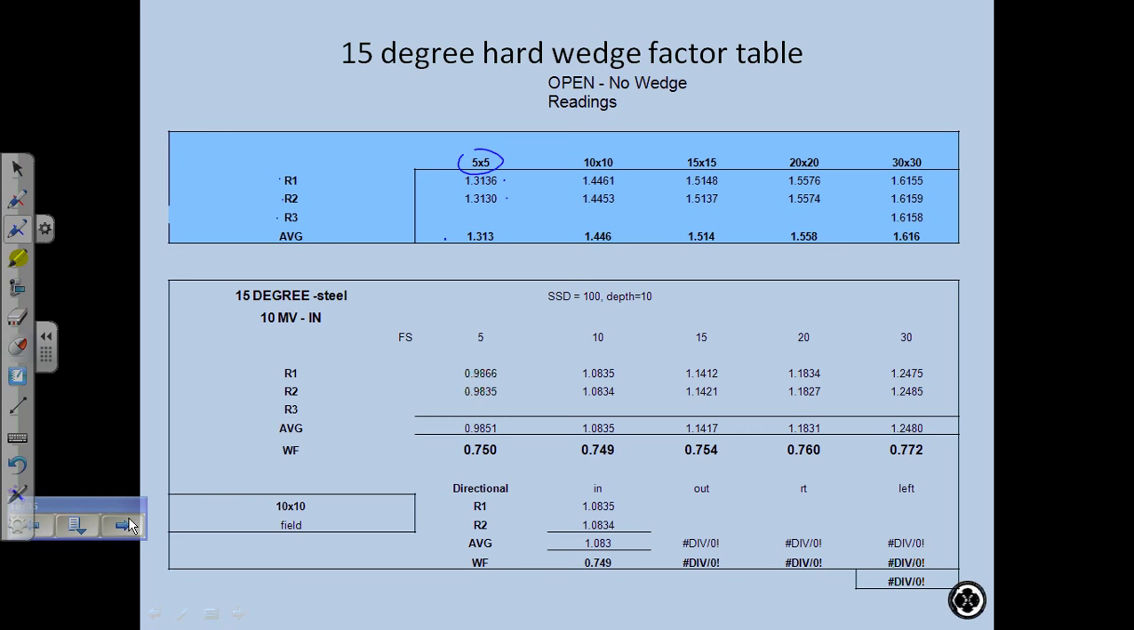Once this is all done, then I put a wedge in the field. In this case, a 15-degree wedge, 10 MV photons, and the direction is in. Which way is the toe pointing if I put the wedge in? So the toe is in, towards the gantry, right?